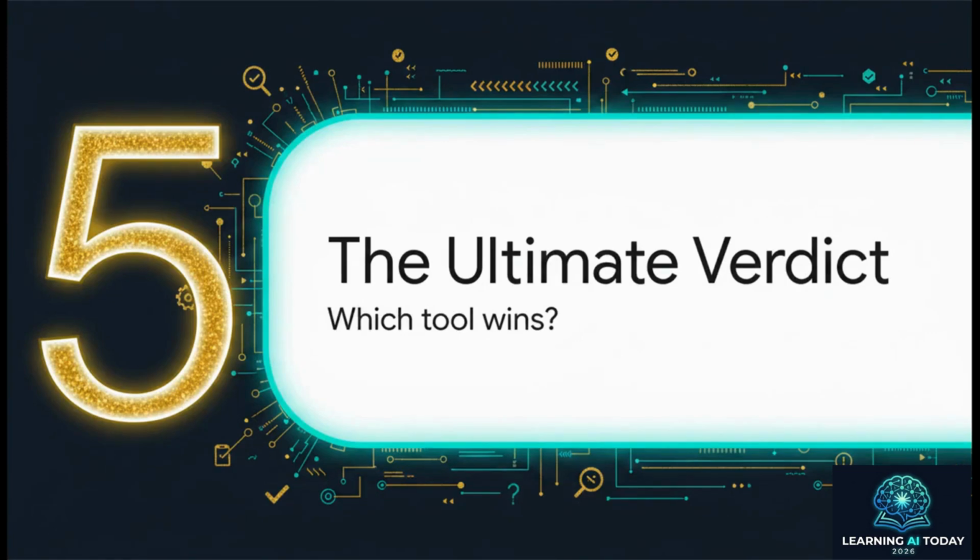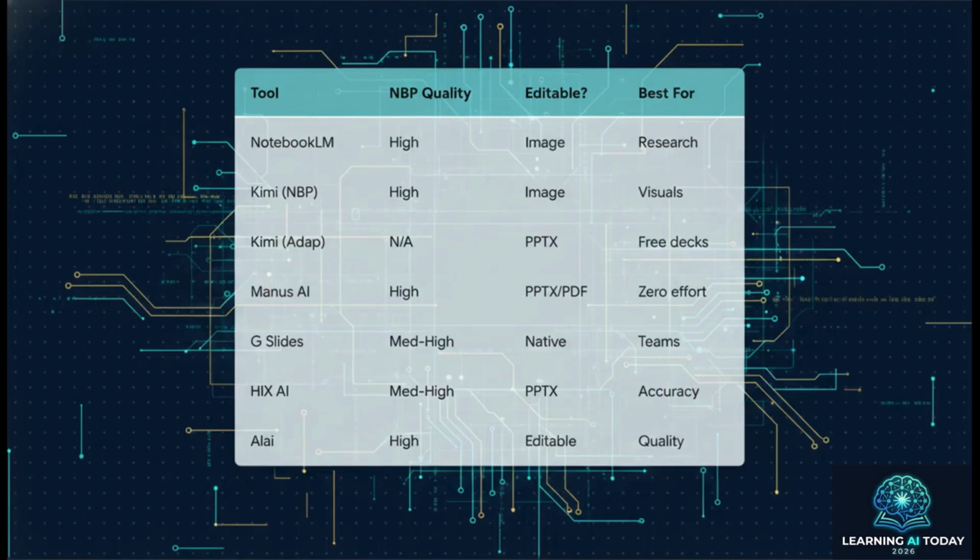Which brings us to Section 5, the ultimate verdict. Okay, this is your master matrix. Seriously, grab a screenshot of this right now. Let's do a quick recap. If you're synthesizing massive research documents, NotebookLM is your winner. If you need a breathtaking visual and you don't care at all about layer editing, go with Kimi's NBP mode. Need a free, fully editable standard deck? Kimi Adaptive is for you.